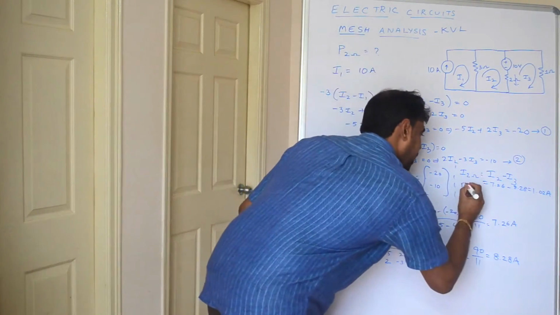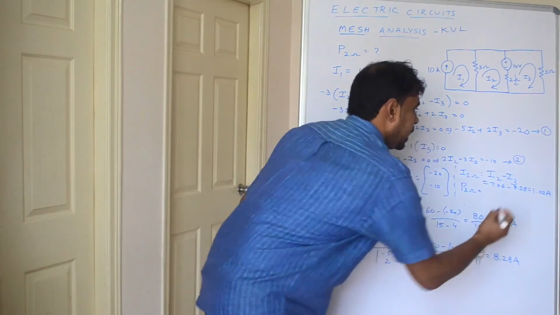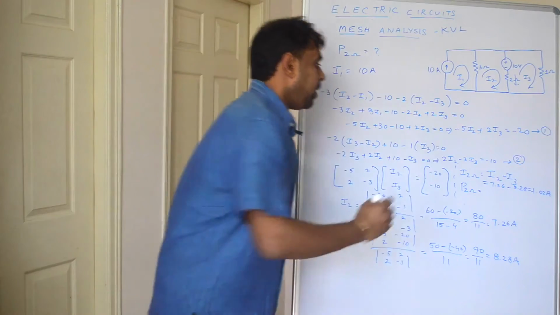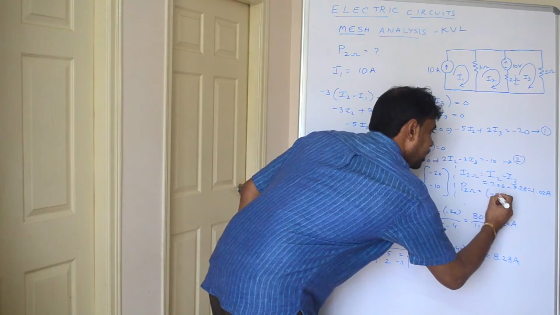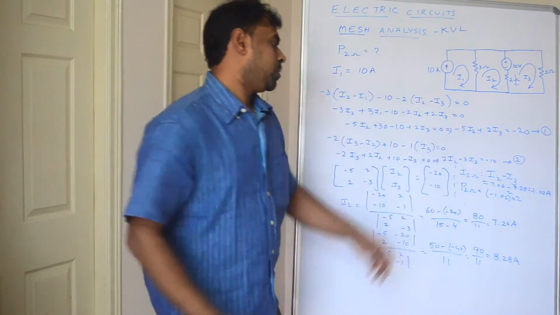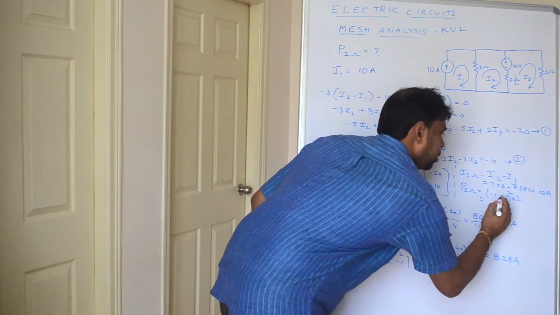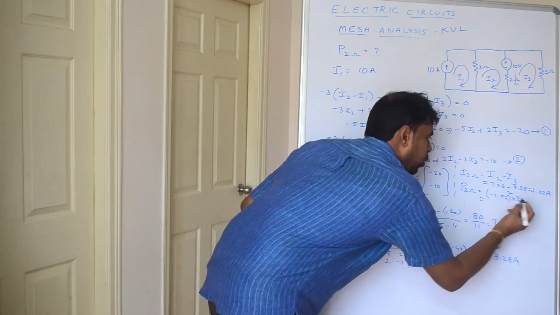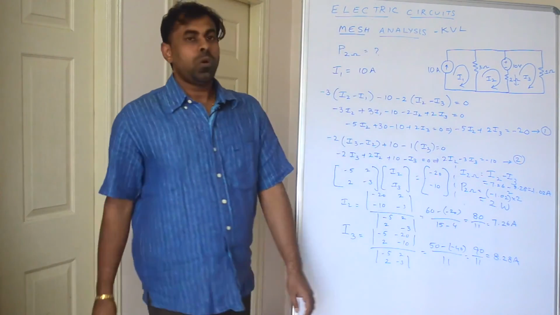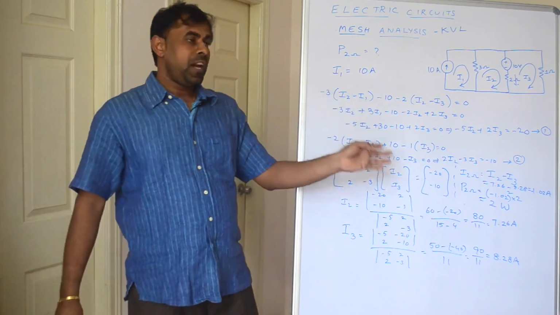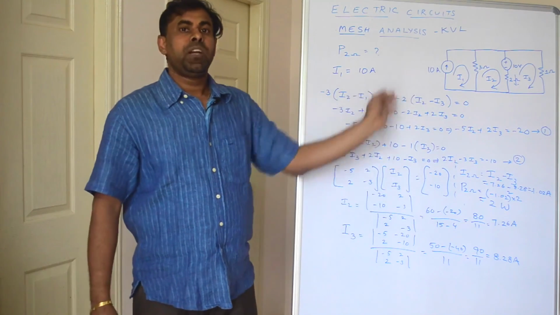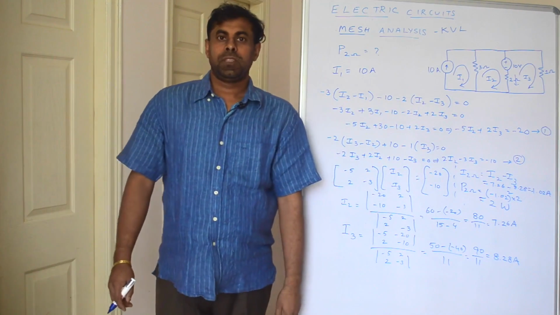What is the power? The current is minus 1 ampere if you consider the direction. Power is nothing but current squared into resistance. The resistance here is 2 ohms. So it is approximately 1.01 squared into 2, which is approximately 2 watts. So by using mesh analysis we can find the current or voltage or power or energy in any particular element. Thank you.